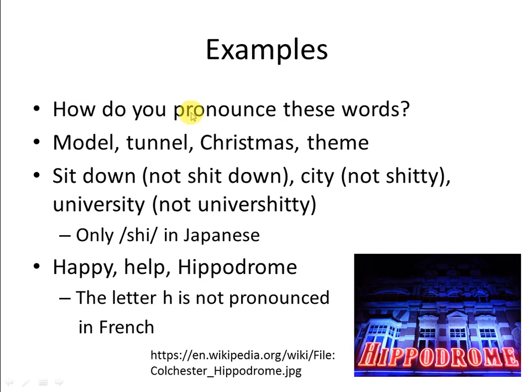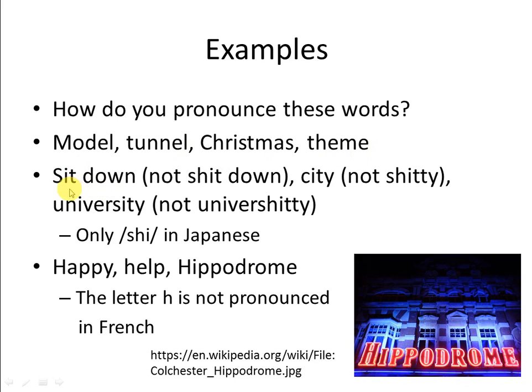So how do you pronounce these words? Actually, these words are a little difficult for Japanese to pronounce. Japanese people tend to say model, tonnel, Christmas, and tema. But I think in English this should be model, this should be tunnel, this should be Christmas, and this should be theme. I've actually had so many of my own students say tema when they speak English. Tema is Japanese. This should be theme.